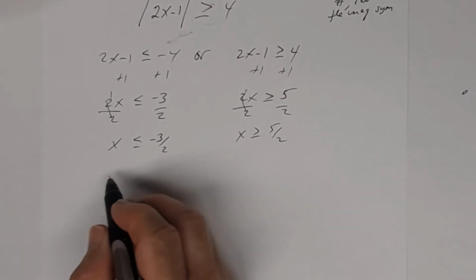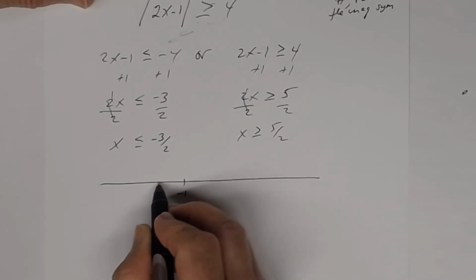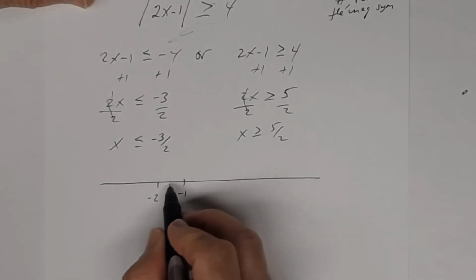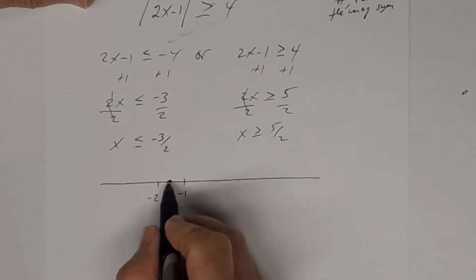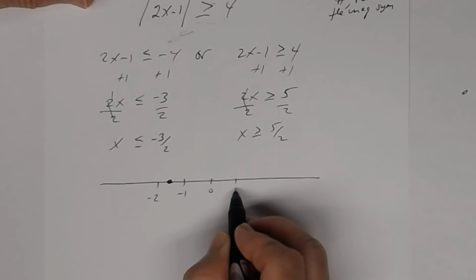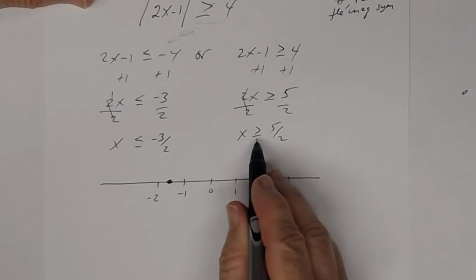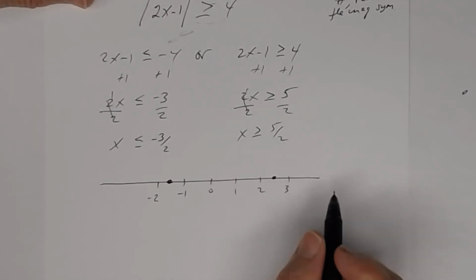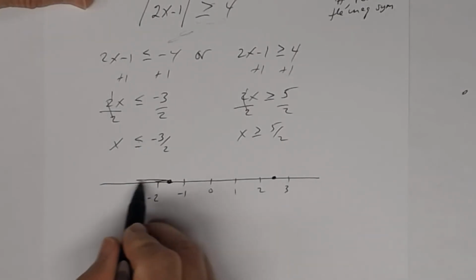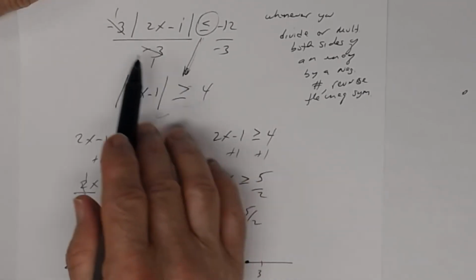So if I graph it, it'll look like this. Let's say this is negative 1, this is negative 2. So negative 3 halves is negative 1.5, so that's here. Equal sign, put a closed circle. And 5 halves is 2.5, so let's say this is 0, 1, 2, 3. Notice the equal sign, so that'll be a closed circle as well. Over here, x is less than or equal to negative 3 halves, so it's going to go this way. So any real number shaded is a solution to any of these inequalities.